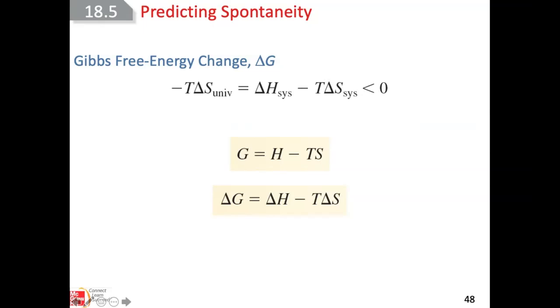So the negative and negative makes this positive. So this is a negative, but the second part becomes positive. So yes, delta G can be negative because I have a delta H negative, but it only can be negative if temperature is low. Then the absolute value of delta H will be greater than the absolute value of T delta S, and the delta G will be negative.